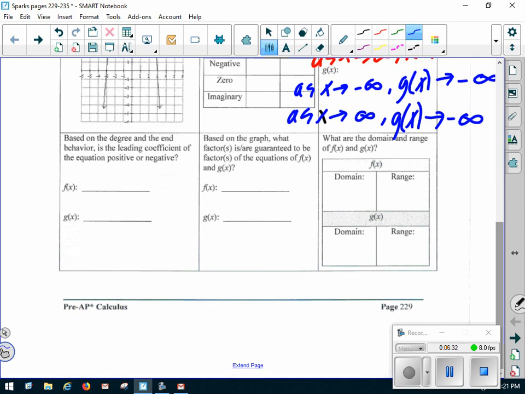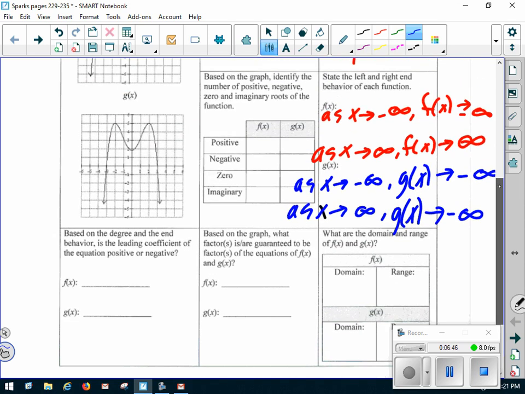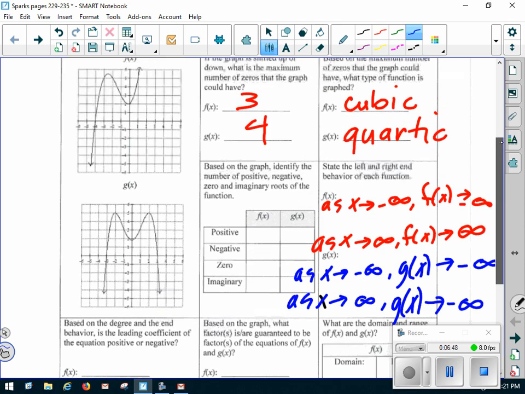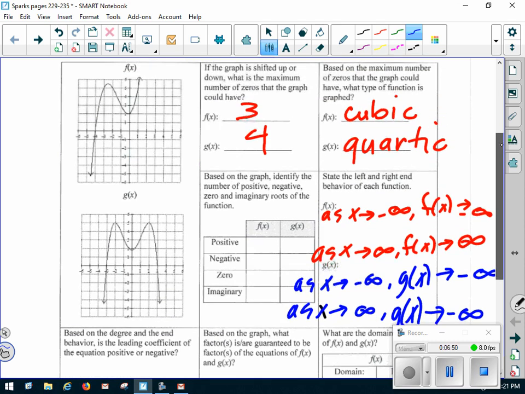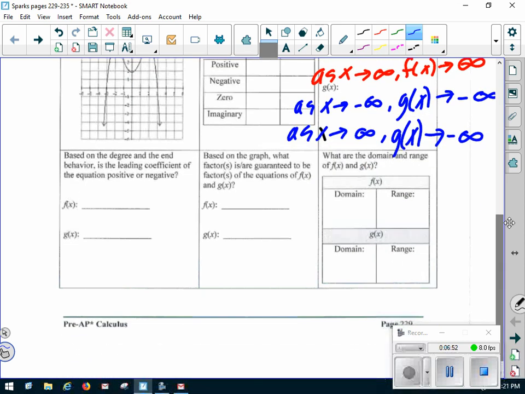Okay, let's look at these 3 bottom questions. You notice all this page is doing is just pulling everything together. Based on the degree and the end behavior, what is the leading coefficient, positive or negative? Look at f. Is the leading coefficient positive or negative on f? Positive. What about g? Good.